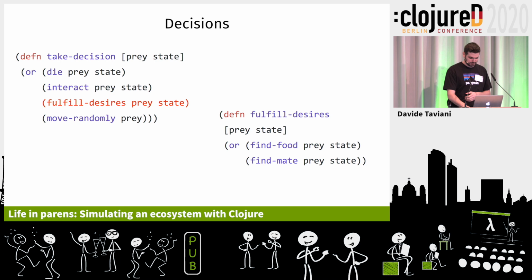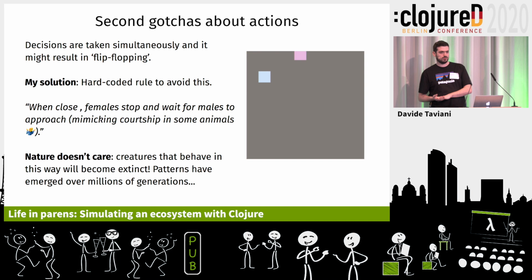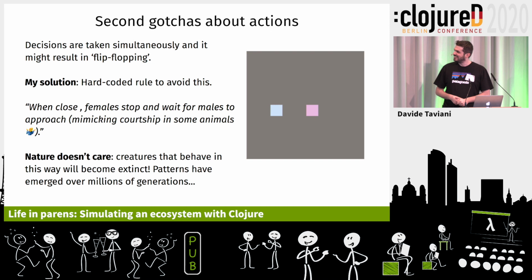But now we have two moving beings, they want to go towards each other, and there is a problem. They're not going to find each other because they keep switching places, what I call flip-flopping. And it's important to note here that nature doesn't care at all about this behavior. I mean, if there is a species that exhibits this behavior, it will not be there for long because they will not be able to reproduce and pass their genes. But I have more limited resources than nature in my computer for simulation, and time is short, so I hard-coded a rule to avoid this.